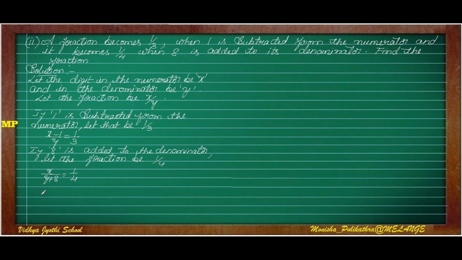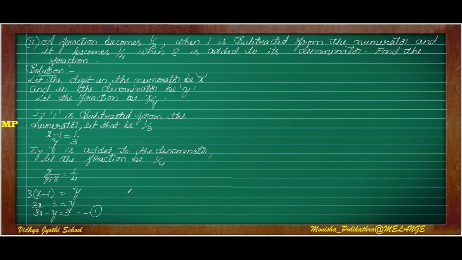We have to rearrange it so that we get an equation, that is x minus 1 over y equals 1 by 3. This we have to cross multiply. So 3 into x minus 1 is equal to y, that is 3x minus 3 is equal to y. I will be shifting 3 and y this side. So 3x minus y is equal to plus 3. Let this be equation number 1.